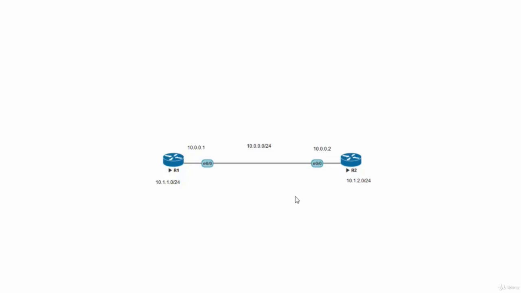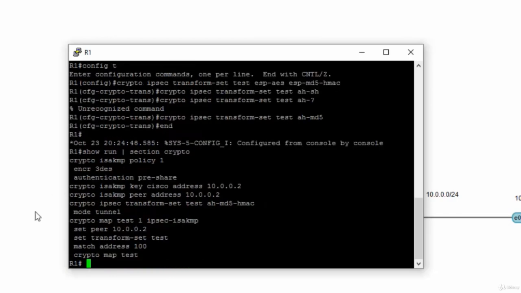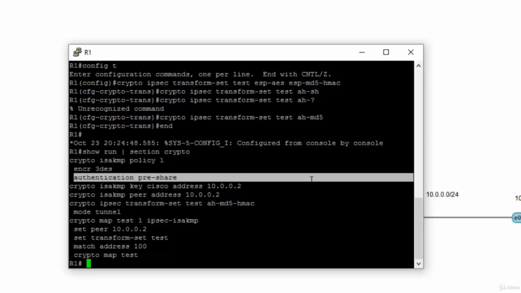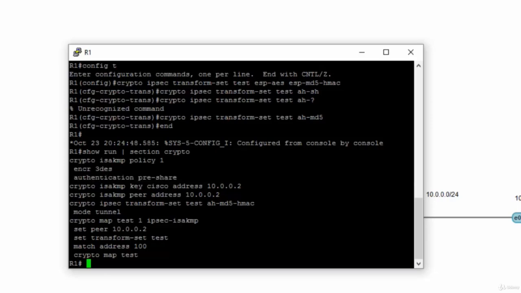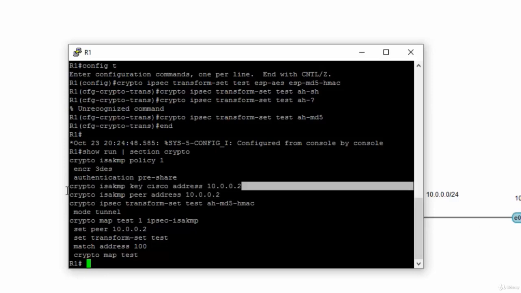So if we look at the configuration, basically the setup is first we have to do the IKE version 1 policy. We will do show run, find section crypto. We see crypto ISAKMP policy is using triple DES and the default hash is MD5. We will use pre-shared key. Crypto ISAKMP peer is 10.0.0.2. This is the peer authorization entry. Cisco is the pre-shared key, and we specified that the peer with IP address 10.0.0.2 uses Cisco as the pre-shared key.